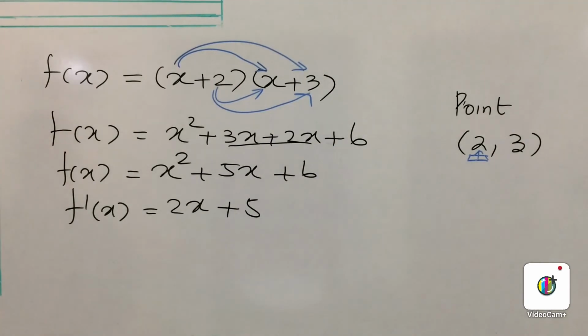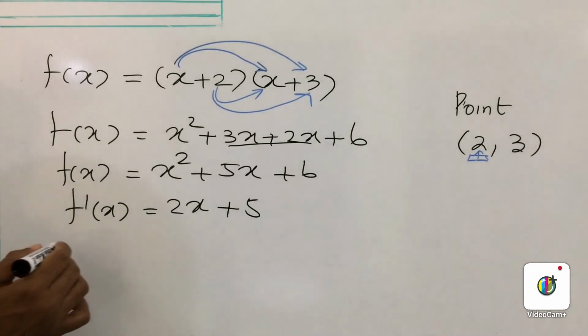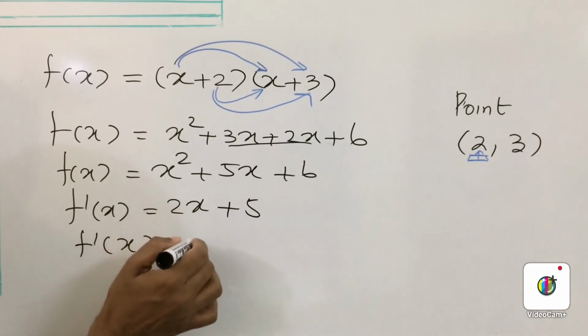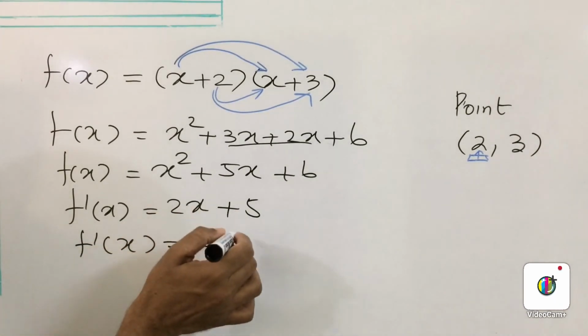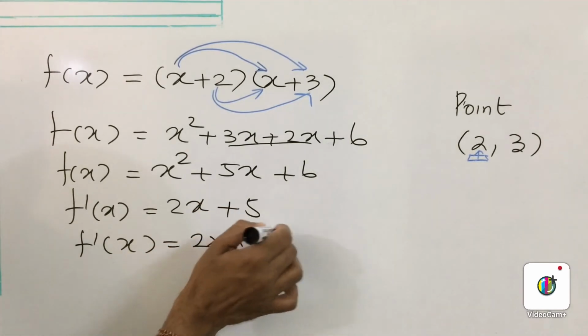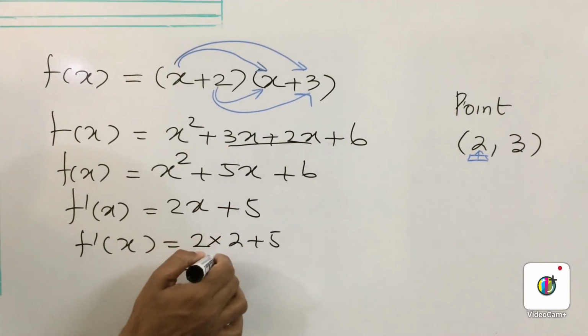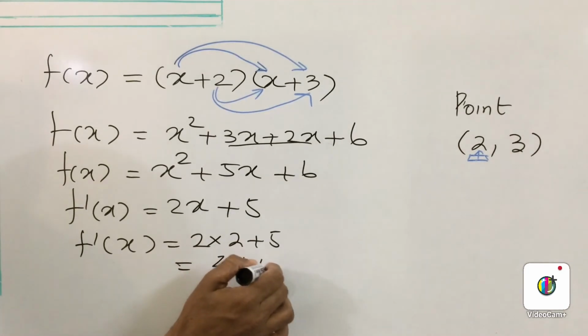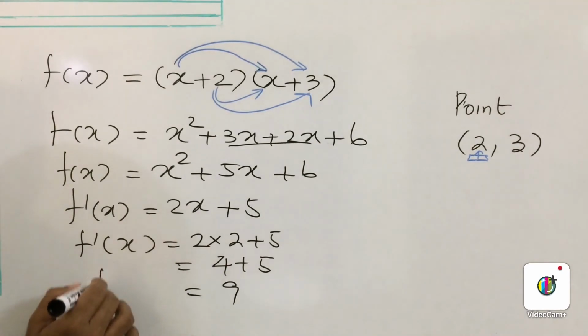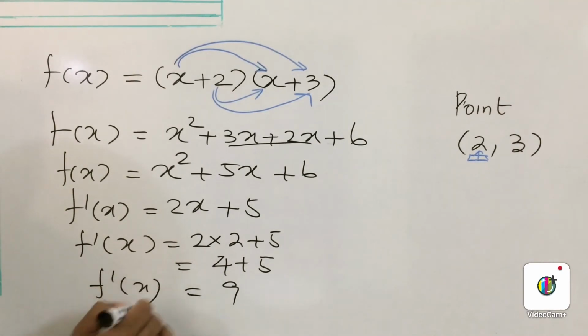Now we'll see f'(x) equals 2x, which means 2 into the x coordinate 2, plus 5. Therefore 2 into 2 is 4, plus 5. Therefore you have 9. Therefore f'(2) is 9. Therefore the gradient at the point (2, 3) is 9. Gradient means the slope of the curve.